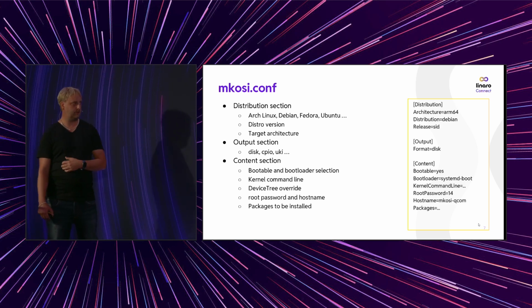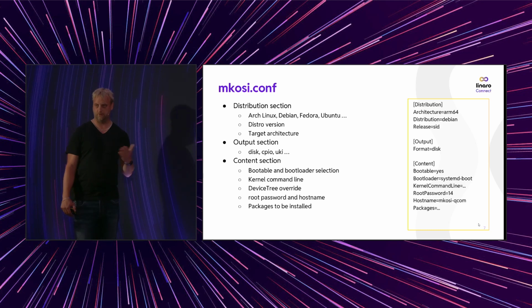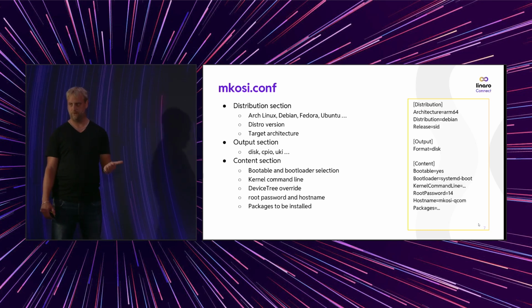In the content section, you select whether the thing should be bootable, and if so, which bootloader do you want? Do you want systemd-boot or grub? You can specify your kernel command line, your device tree override, if you want one of those, if your UEFI doesn't provide one. You specify your root password and host name of the image, and which packages from the distro that you want to have installed.